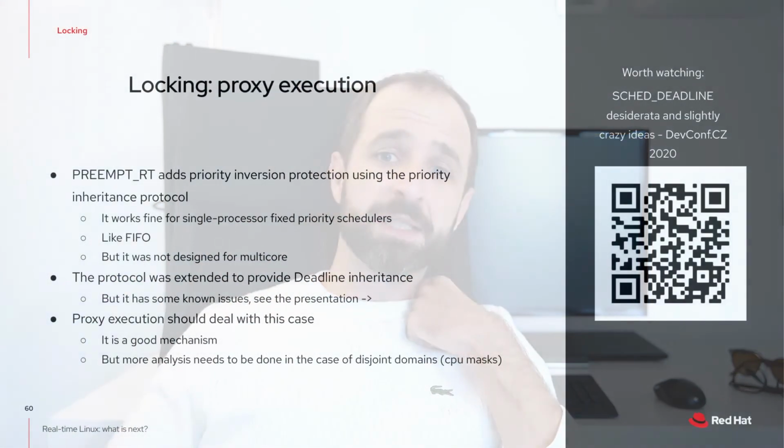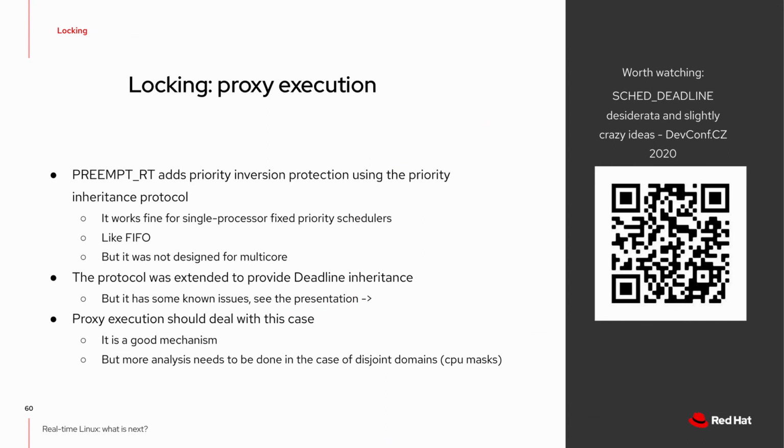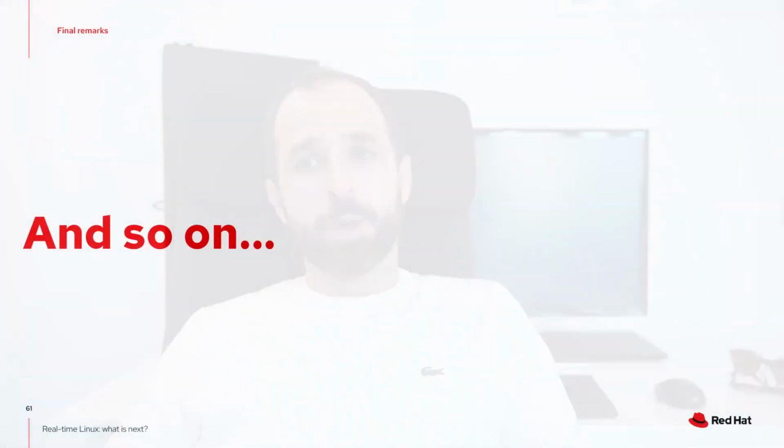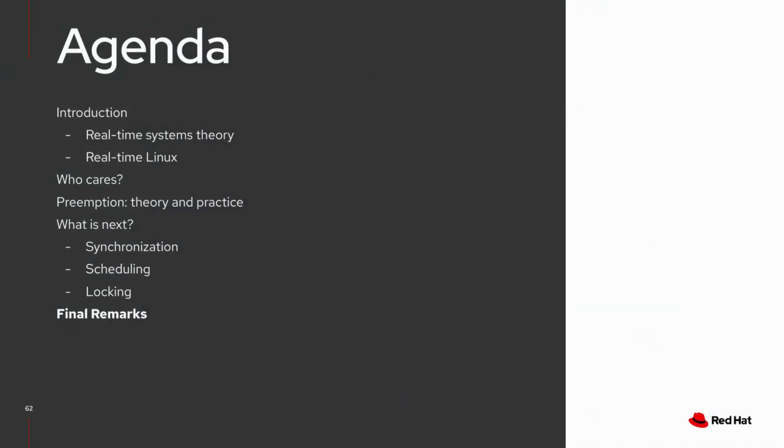But there are some known issues with deadline inheritance that are explained in the talk which is referred to in this slide. So one idea is to use proxy execution to overcome this problem. It's a good mechanism, but we need to develop the analysis of the proxy execution mechanism in the Linux kernel further, with all the restrictions that we impose, and that's also a very challenging problem. And so on. So we have problems to resolve. And it seems that the lessons learned are being put in practice in the kernel development by the kernel developers, because we are seeing the benefit of it and we are making progress.